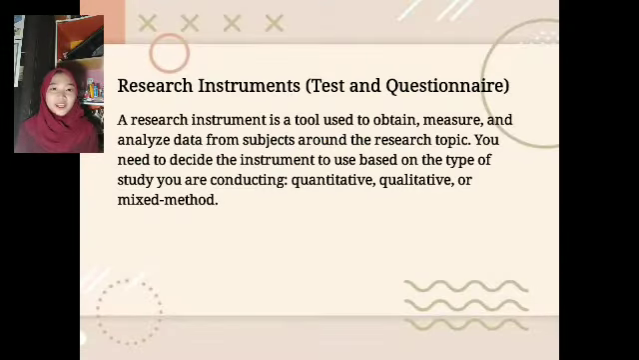Research instruments are tools used to obtain, measure, and analyze data from subjects around the research topic. You need to decide the instrument to use based on the type of study you are conducting, whether quantitative, qualitative, or mixed method. For instance, for a quantitative study, you may decide to use a questionnaire or test. In this presentation, we will talk about test and questionnaire.